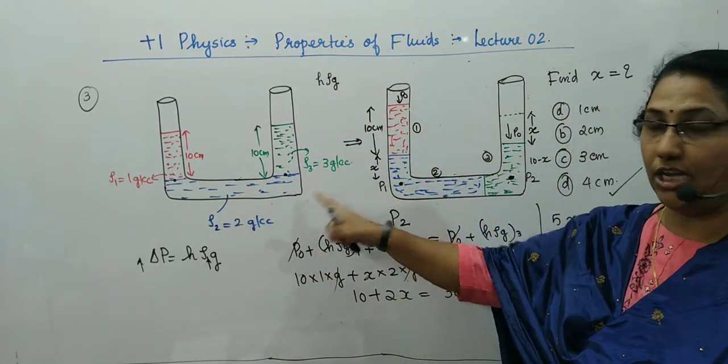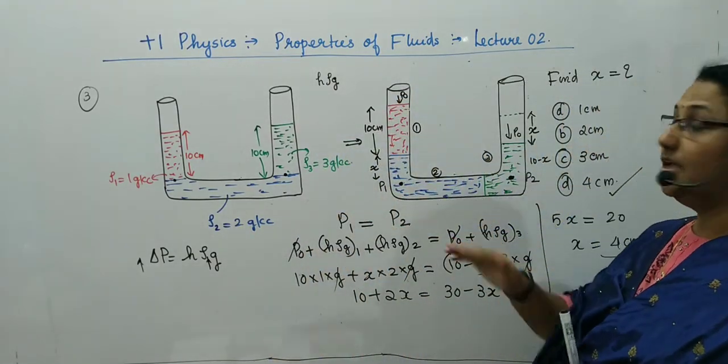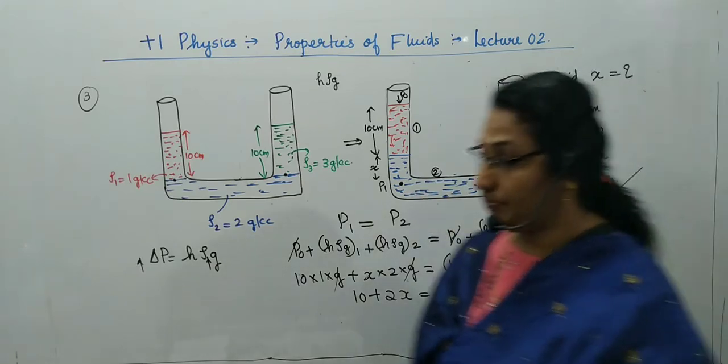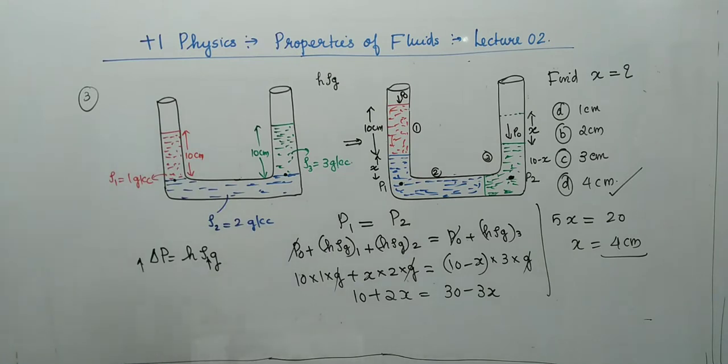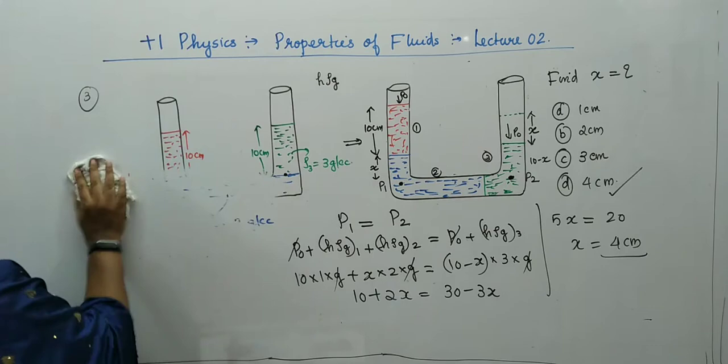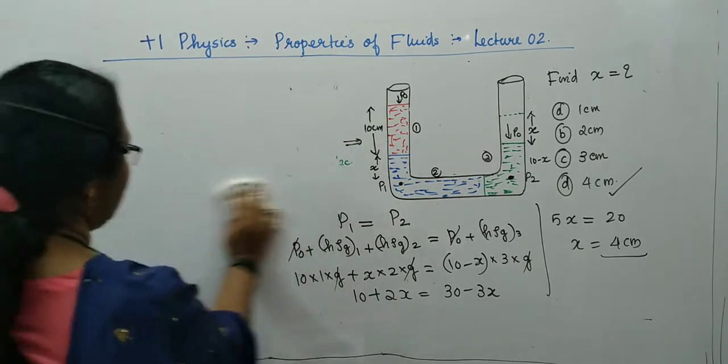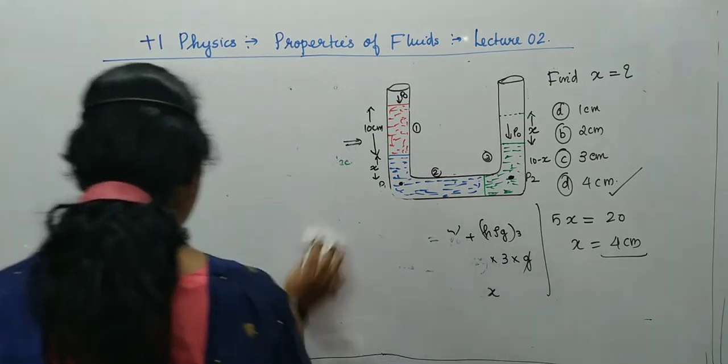It was not in equilibrium. Now the system is in equilibrium. The pressure at two different points are the same. Clear? Okay, so write the question. Do it. Hoping all of you understood the thing. It is a common type of question asked for both board and competitive exams.